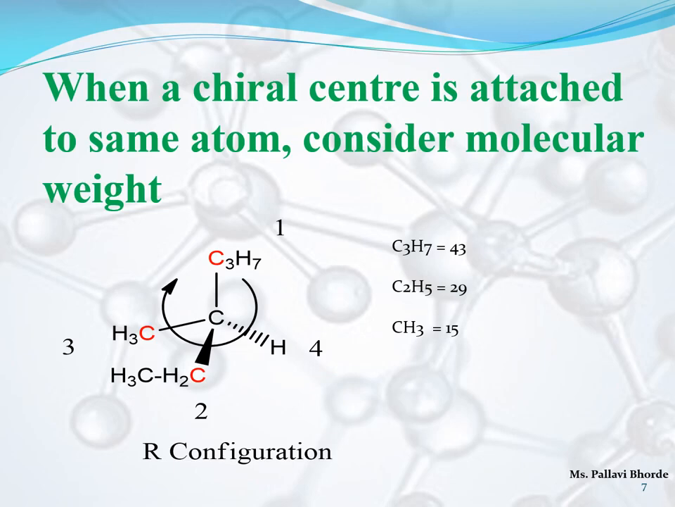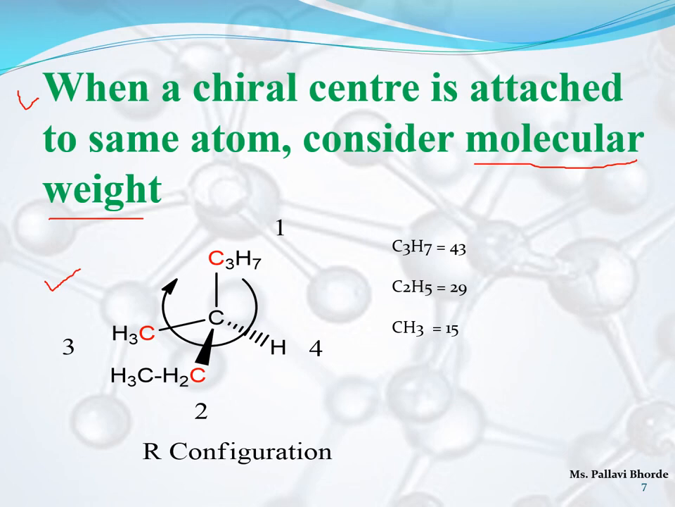So this is about general R and S configuration. Now we'll consider three special cases. In these special conditions, how you are going to assign the R or S configuration to the molecule. So this is your first case. What is the first case? When a chiral center is attached to same atom, consider its molecular weight. So look at this example.